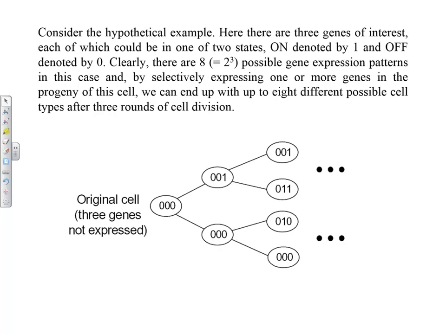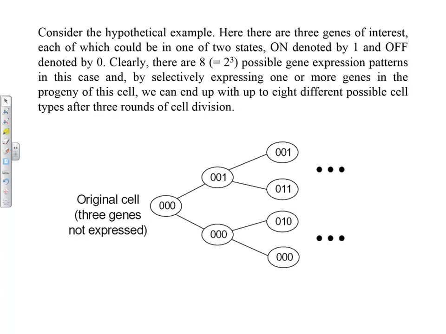Now consider the hypothetical example here, and I mean this is just a toy example. Let's say you have 3 genes. They can either be expressed, which will be 1, or not, 0. So there is a total of 8 possibilities. When this cell divides, you can go ahead and change one of them to 1. You can express that gene.